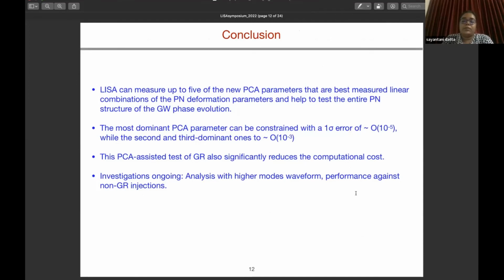I also plan to do some MCMC runs with non-GR injections to see how well these parameters are able to capture those non-GR injections. So yeah, that's all I have to say. I can take any questions.